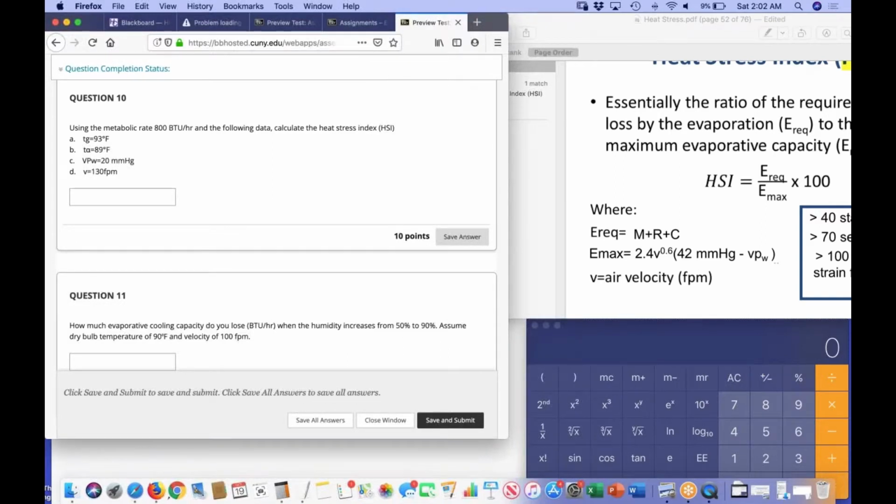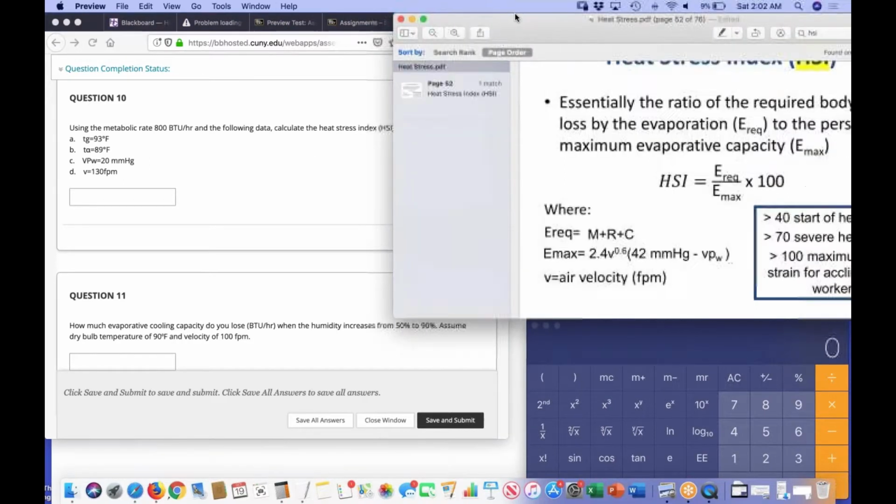Okay, so assignment 3, question number 10. This is going to involve a number of consecutive calculations that we're going to need to put together our heat stress index. So it's easy to make a mathematical mistake as we go through this, so we're going to have to do this a little bit carefully. First, let's read the problem. Using metabolic rate 800 BTUs per hour and the following data, calculate the heat stress index.